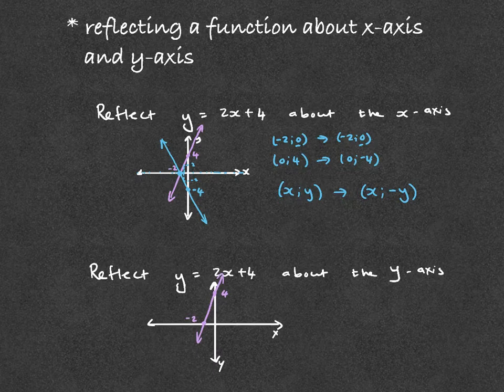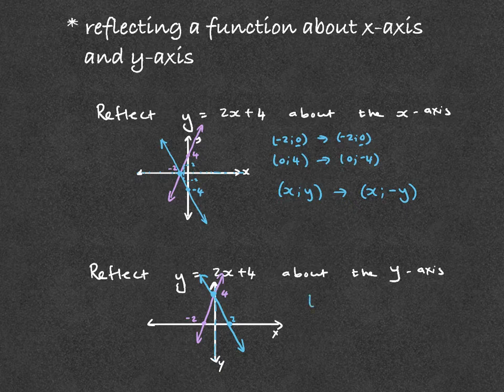so let's reflect the same line, y = 2x + 4, about the y-axis. What's going to happen? If the y-axis now is like your mirror, that mirror image is going to look something like that, right? So the y-intercept will still be at 4, but the x-intercept now would be at 2, not at minus 2.